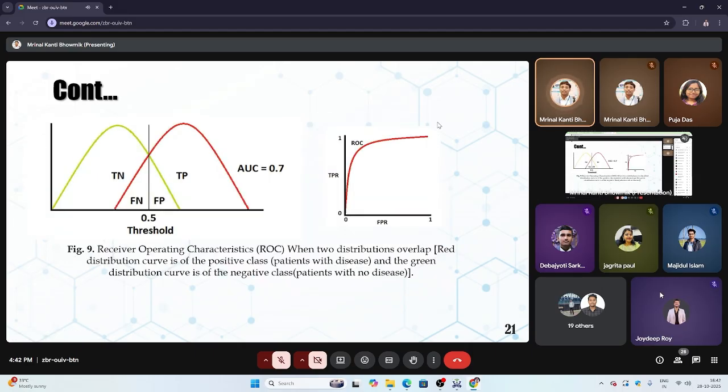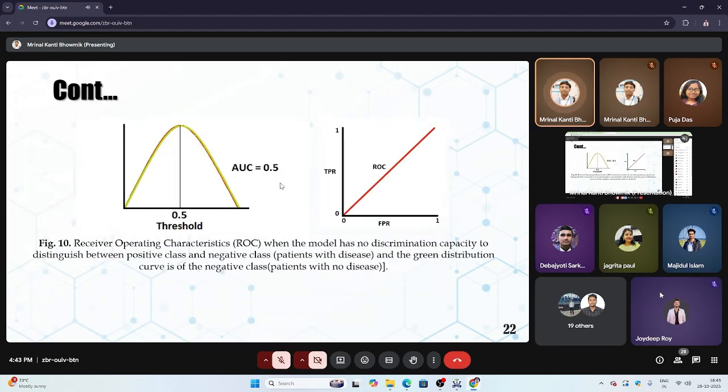And in the case of figure 9, we can see in the ROC curve that some of the false negatives and false positives are overlapping between the true positive and true negative. So the ROC curve is reaching towards the one slowly, and the area under the curve we have received is 0.7. So if such a curve happens, then we can say the model has only 0.7 accuracy.